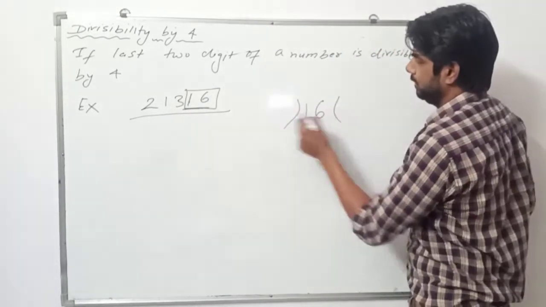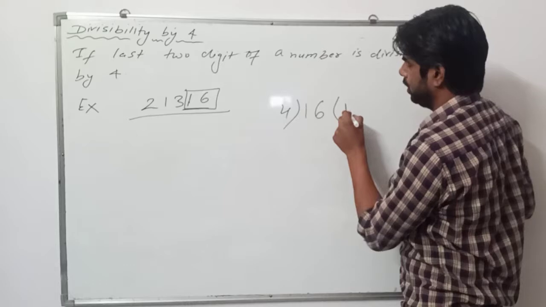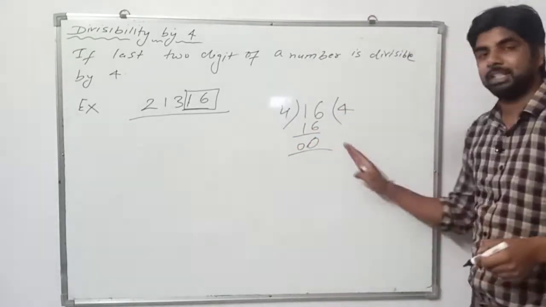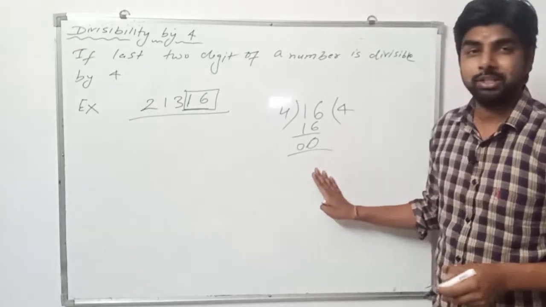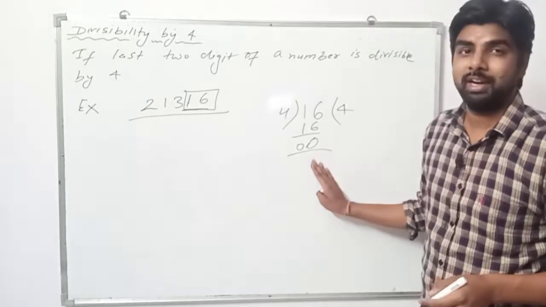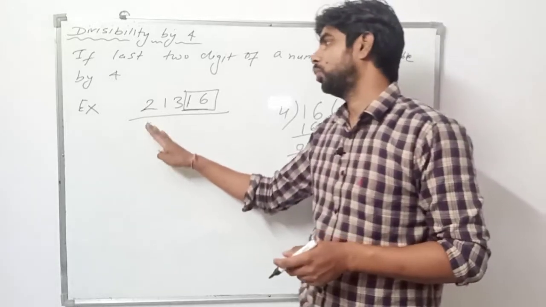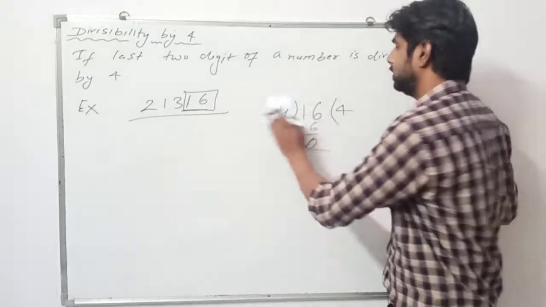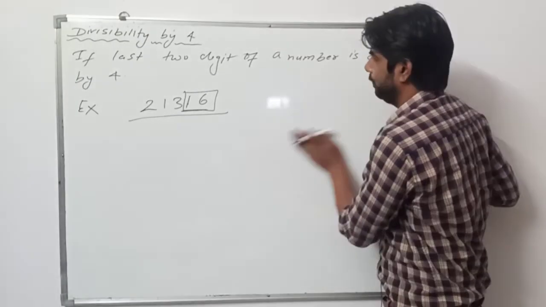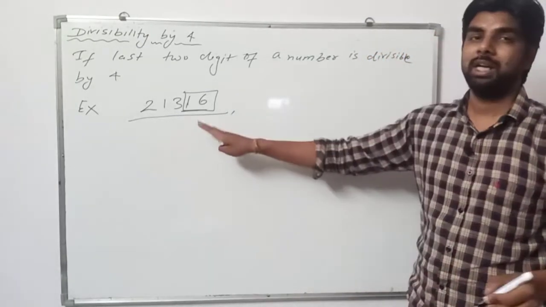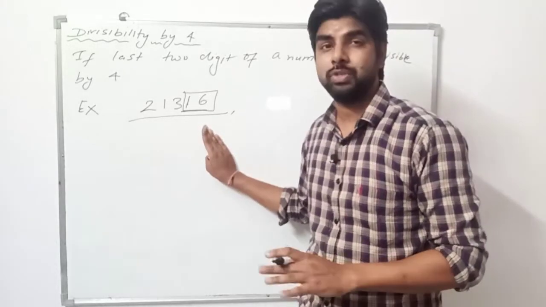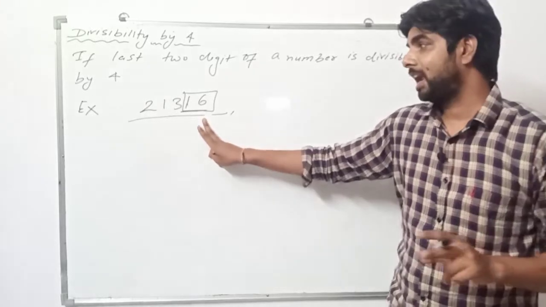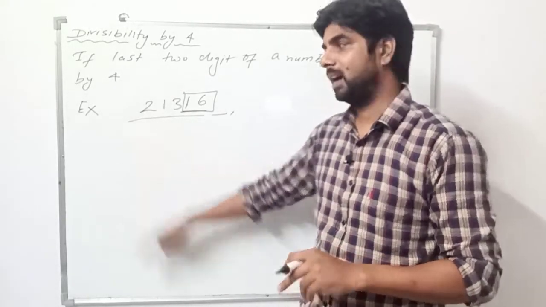So let's see. 4 ones are 4, 4 twos are 8, 4 threes are 12, 4 fours are 16. When we divide 16 by 4, what do we get? We get 0 as our remainder. That means 16 is fully divisible by 4, so 21316 is also fully divisible by 4. So this is the rule to check whether a number is fully divisible by 4 or not. We only have to check the last 2 digits. If the last 2 digits are divisible by 4, that means the whole number is also divisible by 4.